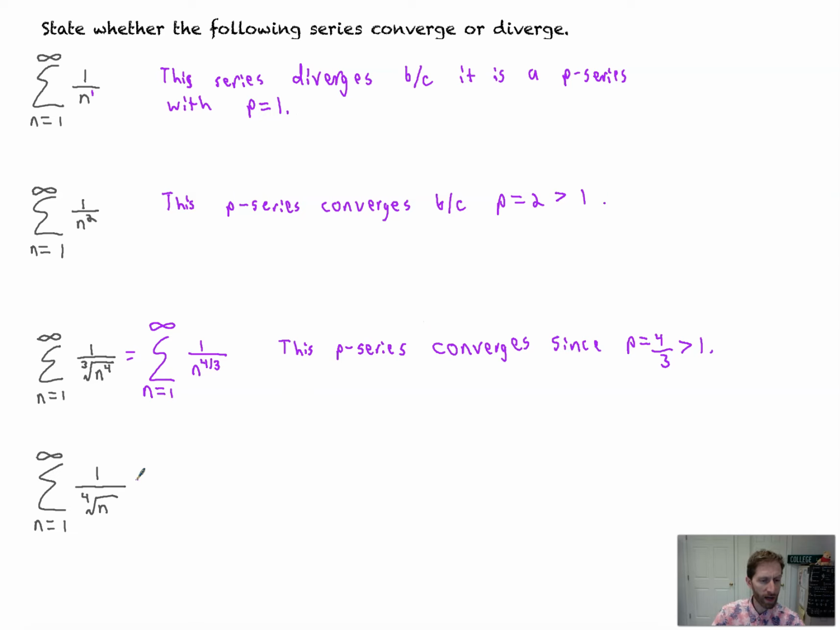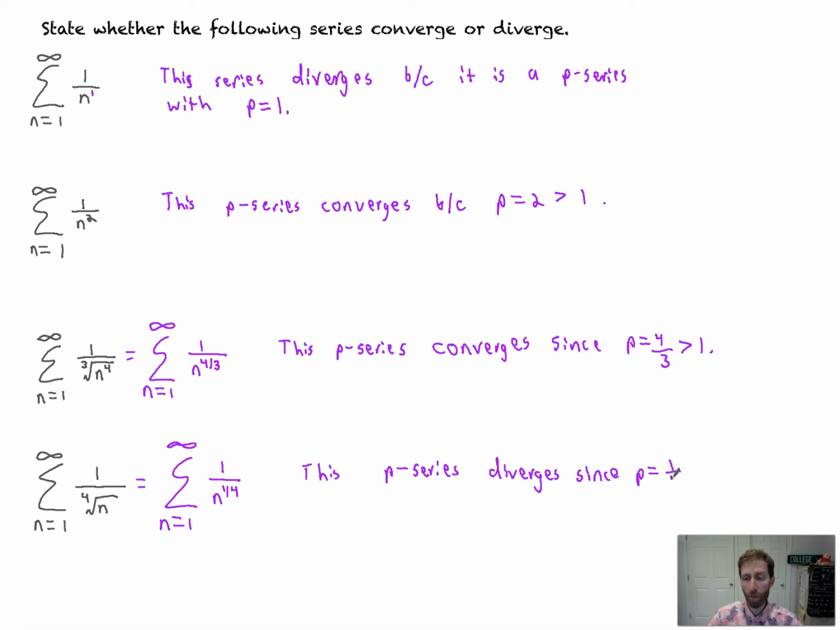All right, last but certainly not least, this series is not quite looking like a p-series, but it is one. That is 1 over n to the 1/4. So this p-series diverges because your p-value, the exponent down here, is less than 1 or equal to it. So this p-series diverges since p is equal to 1/4, which is less than or equal to 1.